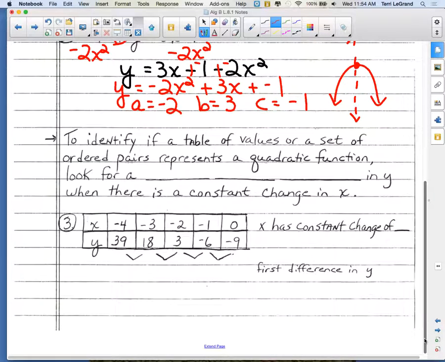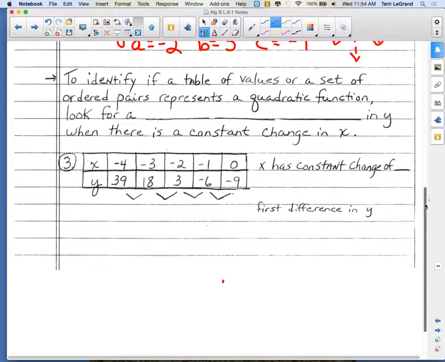Okay, let's go then. What happens if we have a table of values, or in other words, a set of ordered pairs, and we have to decide if it represents a quadratic function or not. What we have to look for is a constant... Oh, okay, no, I'm wrong. Erase that. I'm talking linear now, and I'm going back to linear. We're in quadratics now.